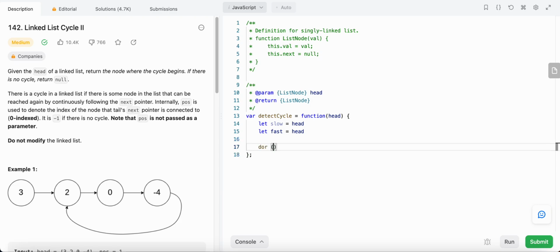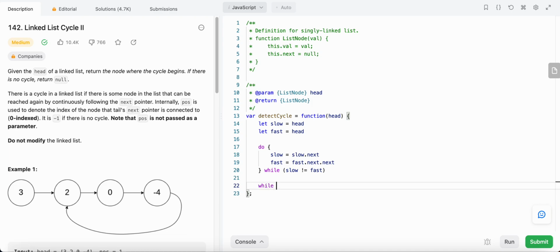Alright, so now we are going to create our do while loop. What we are going to do is first of all move 1 step for slow and 2 steps for fast. And our while condition would be until slow is not equal to fast.